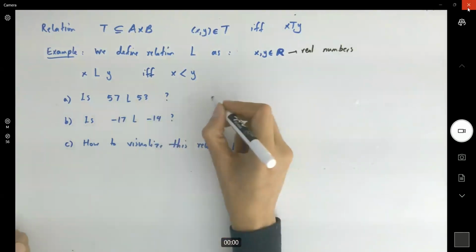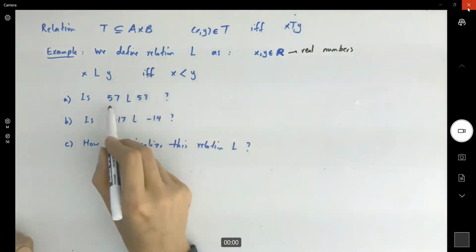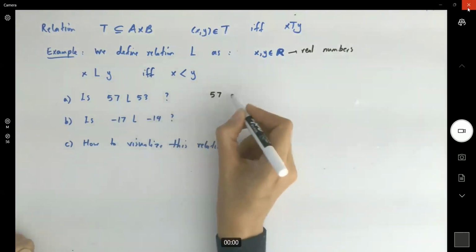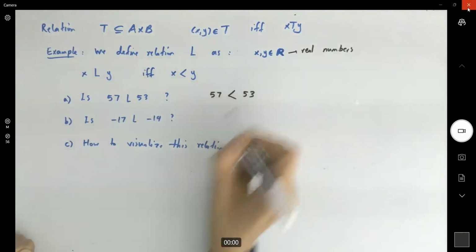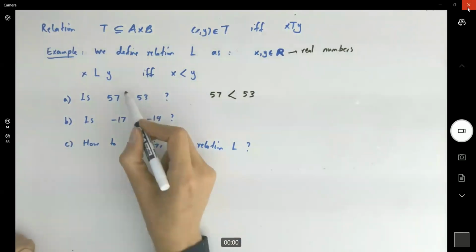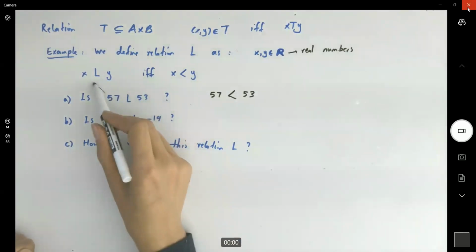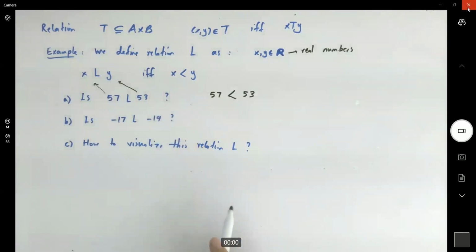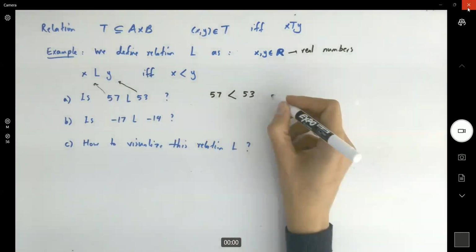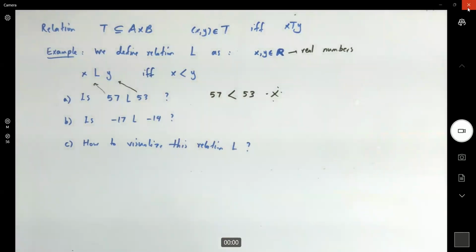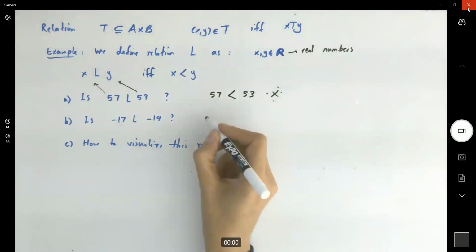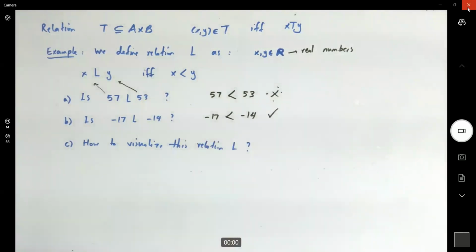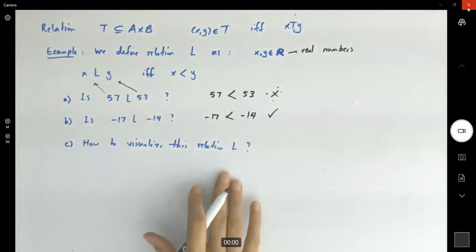It shouldn't be that hard. My x is 57, my y is 53. Can you say that 57 is less than 53? Guys, the order is important. This one comes first, this one comes second. We cannot change the order right now. So, of course not. What about negative 17? Negative 17 is less than negative 14? Yes.